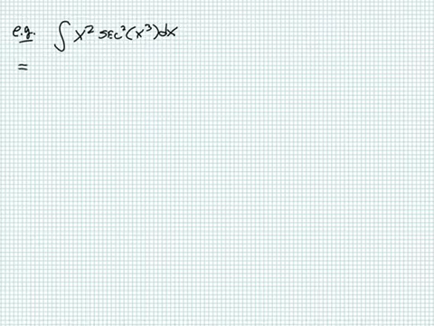Let's say, for example, I've got the antiderivative of x squared times secant squared of x cubed dx. And I'm going to write this in a little bit different form. So I've got the antiderivative of secant squared of x cubed times x squared dx. And we'll see why we're doing that in a moment. Okay, so first you have to ask yourself, what form do I have? Now, don't get confused by this square on the secant, because the antiderivative of secant squared, as we know, is tangent.